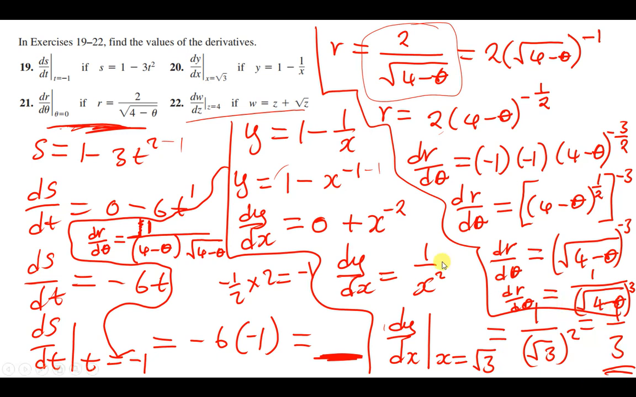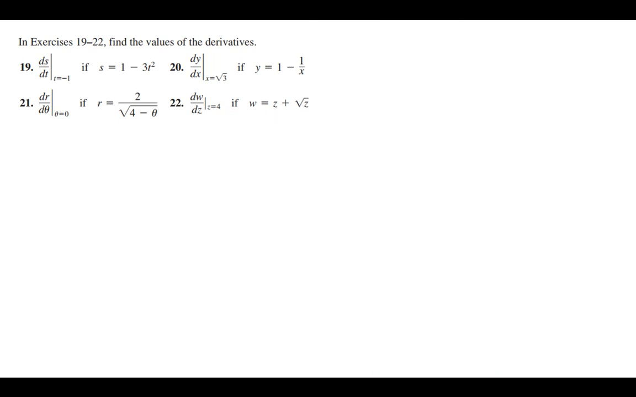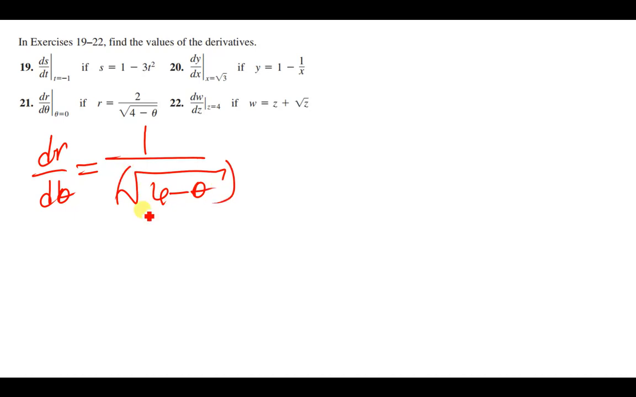Now we've been asked to find the value of this same answer that we found here when theta is equal to 0. So when theta is equal to 0, just replace theta with 0. Let me erase some things here. The expression for the r d theta gave us 1 over the square root of 4 minus theta, then everything raised to the power 3.